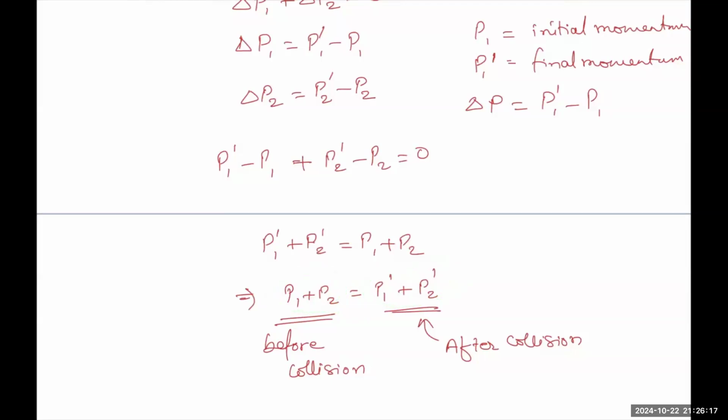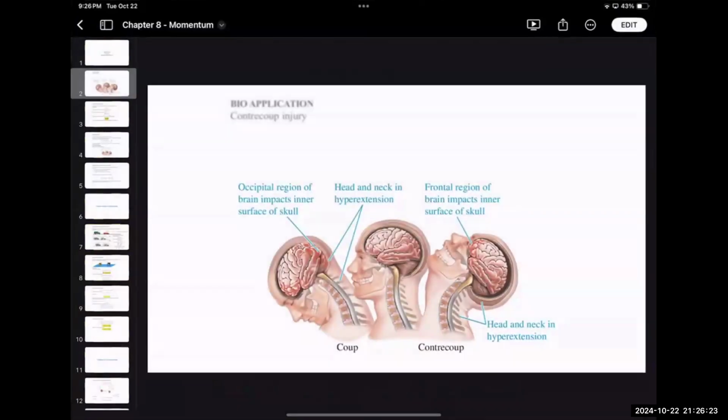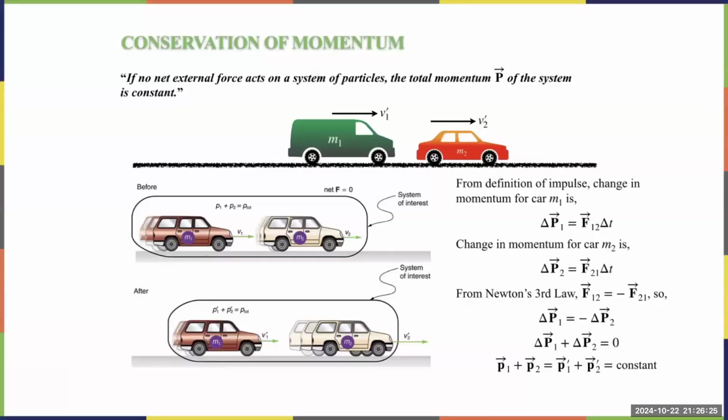Make sense? So this is a constant quantity. That means the total momentum before the collision and the total momentum after the collision is a constant quantity.